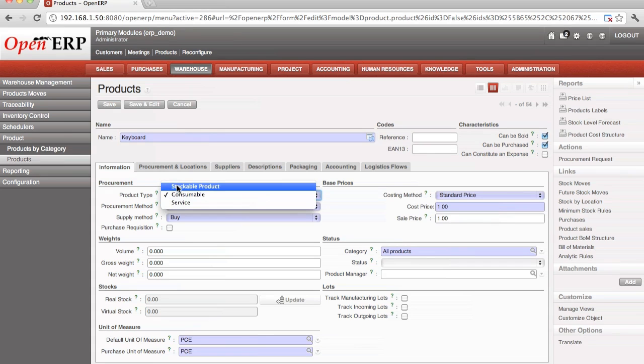Stockable products are the products where there is stock management. And a procurement exception is given where there is no sufficient quantity in the stock. For IT companies, the product type can be set to service.